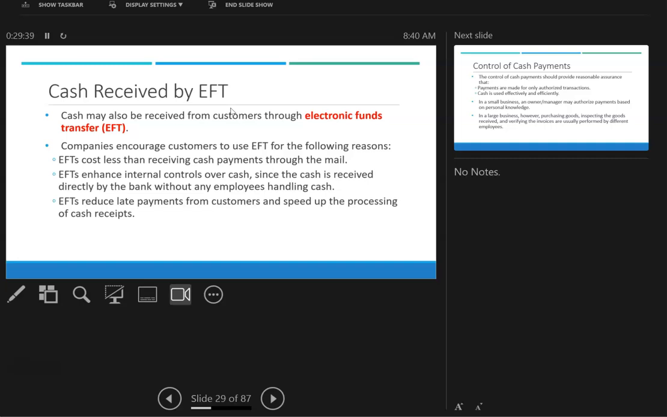Cash can be received through electronic funds. Companies encourage customers to use electronic funds because it costs less than receiving cash through the mail. They are a positive enhancement in terms of internal controls, since cash is removed from the whole equation. And electronic funds can help reduce late payments from customers and speed up the processing. They get their cash faster.